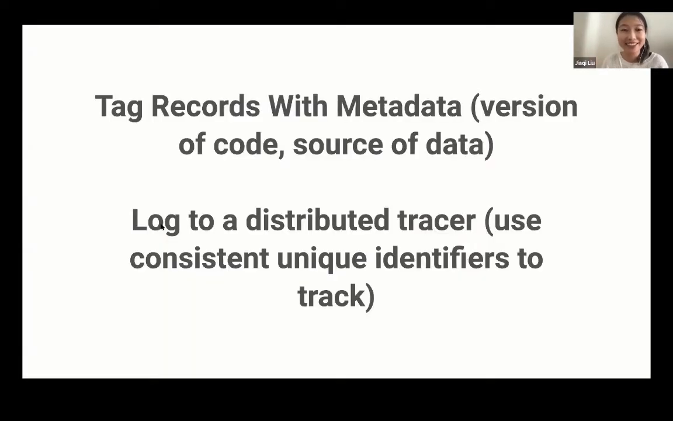How do you get this data lineage? You can tag records with metadata. Think about version control, think about tagging records with this is the code that generated this metadata. You can use logging to a distributed tracer and use consistent unique identifiers to track your data across systems, across the way that it's getting transformed. So here's just a couple of tips, but there's actually quite a lot of ways that you can create data lineage that works for you. One thing to note here is you want to keep this fairly simple. Metadata should be light and it shouldn't bring overhead to your overall systems.